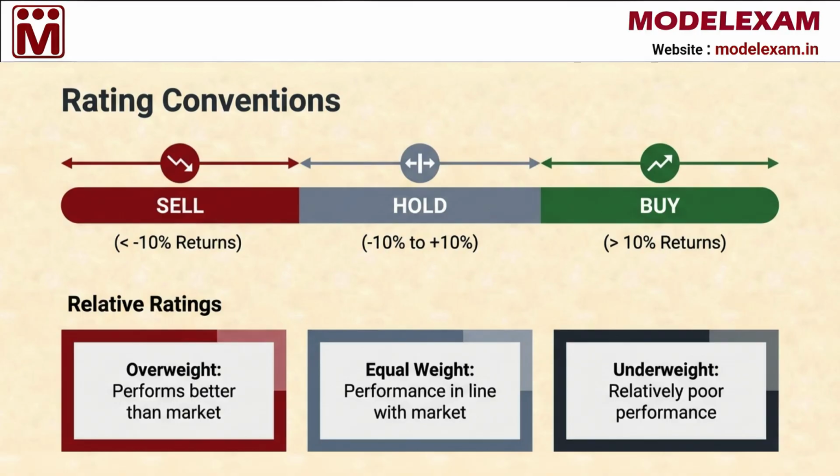Below that, you see relative ratings. Overweight means we expect the stock to perform better than the market. Equal weight means it will perform in line with the market, and underweight means we expect relatively poor performance compared to the market.